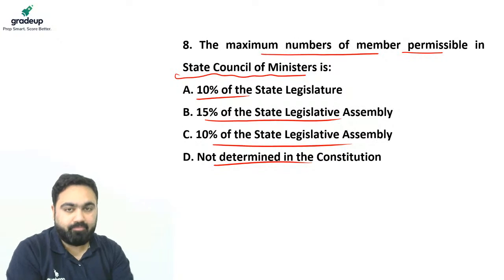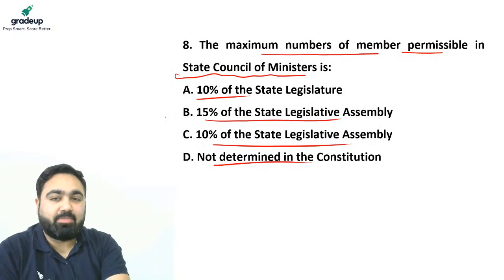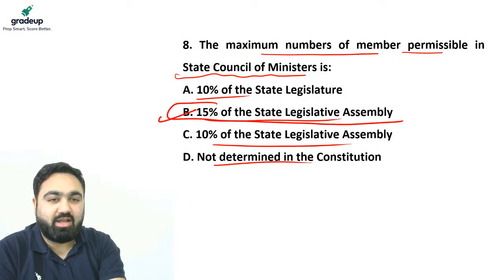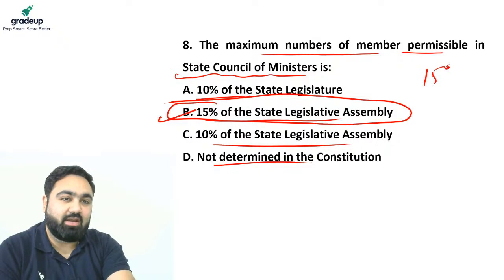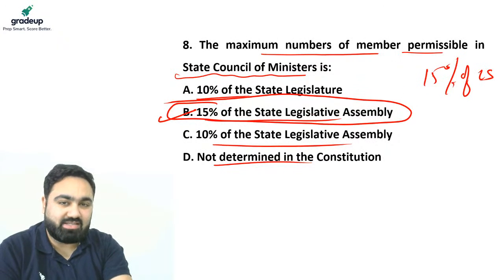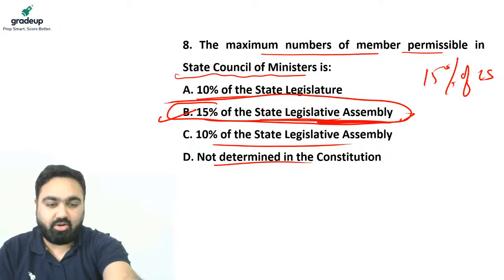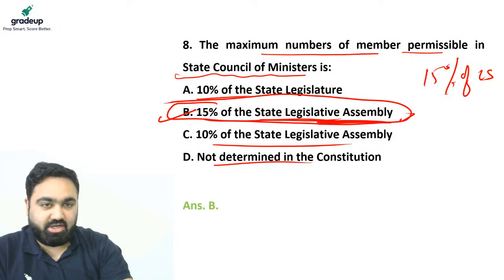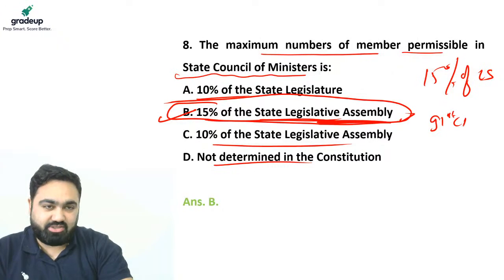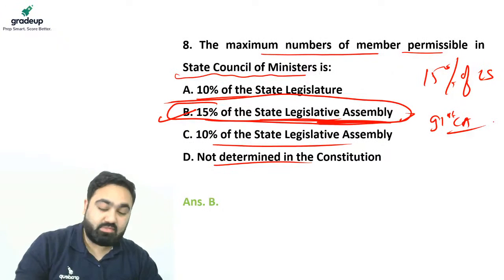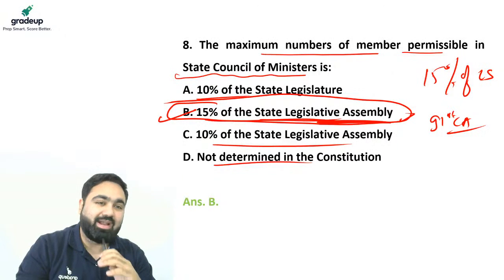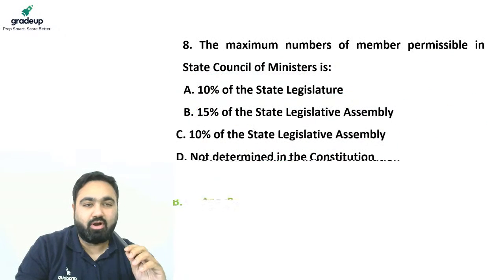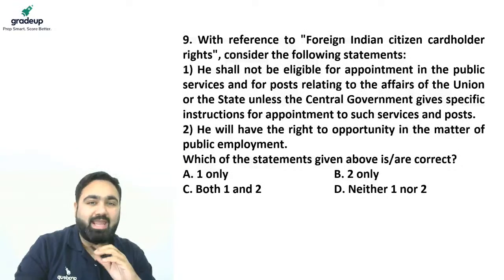Good job, guys. So, as you know, the correct answer is B, 15% of the legislative assembly. At the central government level, it is 15% of Lok Sabha members. At the state government level, it is 15% of the state legislative assembly. It was introduced by the 91st Constitution Amendment Act. This limit was not in the original constitution. Okay, got it.